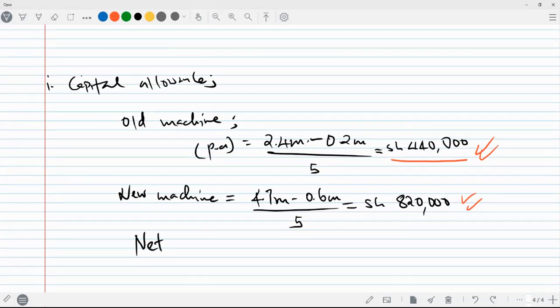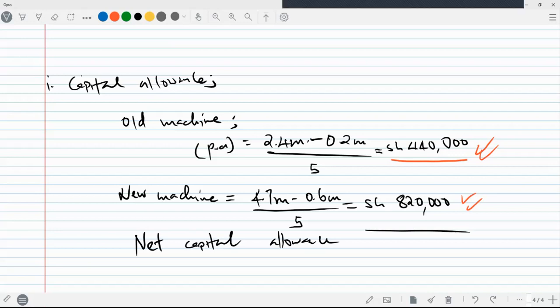Let's call this net capital allowance. It will be equal to 820 minus 440, because don't forget, you'll be earning 820, but you have lost 440 using the old machine. So that's a benefit lost. It's a negative because you could have earned 440, but you won't be earning it because now you'll be earning 820. So what's the net capital allowance therefore? 380,000. We get 380,000.